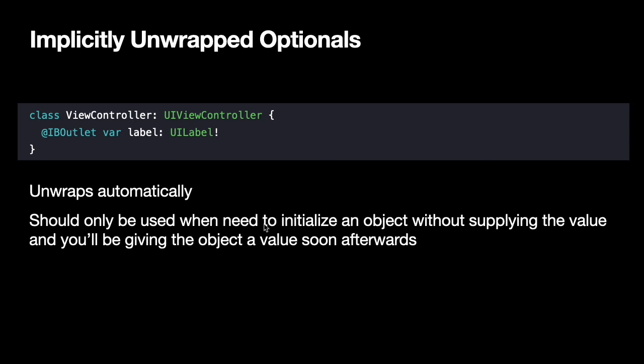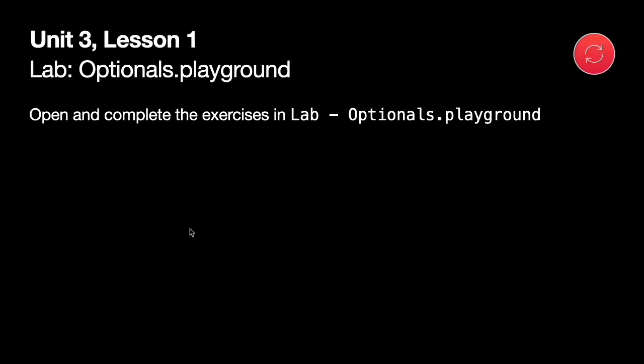If later in the code you were to access label and have it be unwrapped automatically on your behalf, but if it was actually nil, then your code would crash. That is why using implicitly unwrapped optionals is not recommended, other than the special case of UIKit.